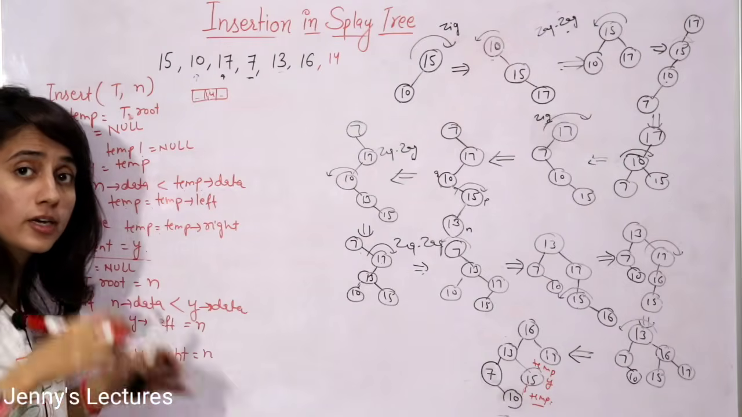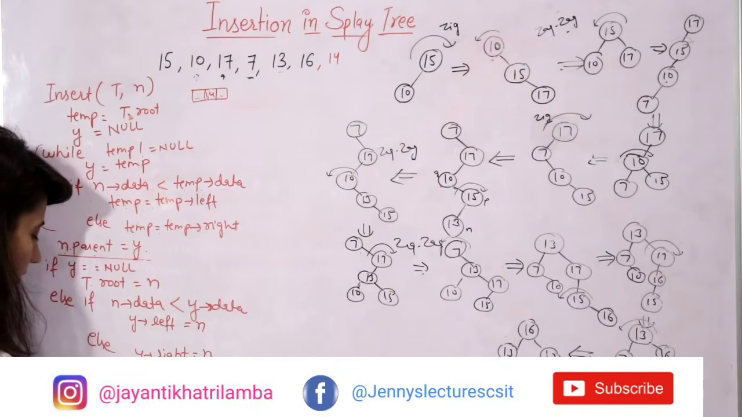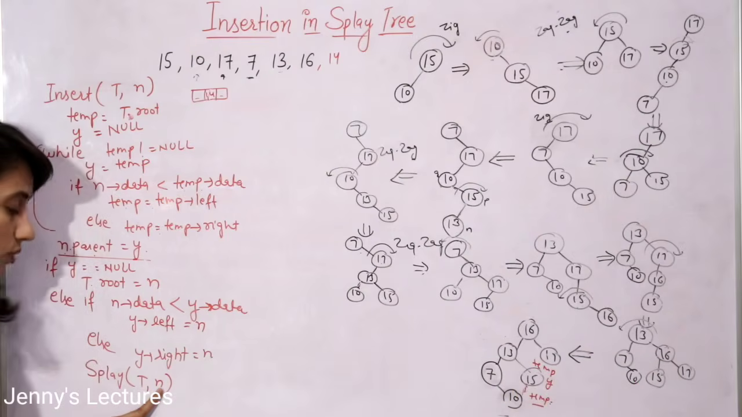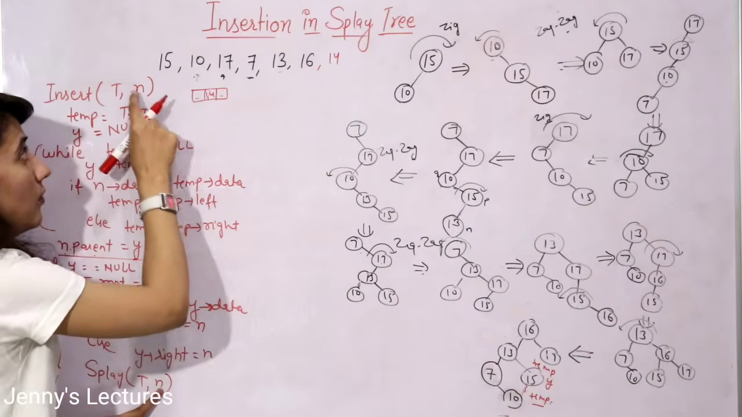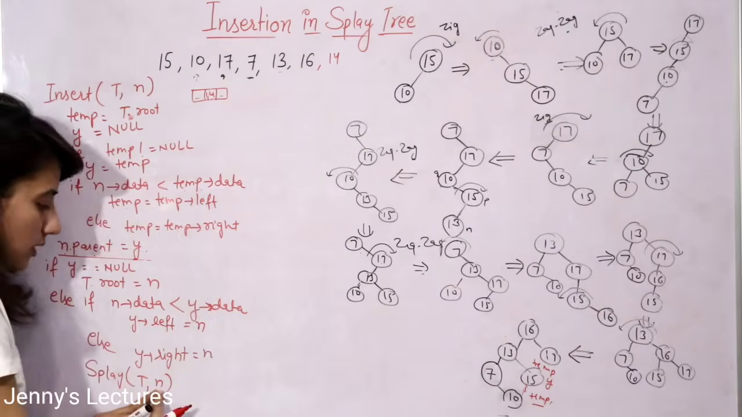Now insertion is done, and now you will call what? Splay on this tree. On which element? On the data you have inserted, on the node you have inserted, that is n.